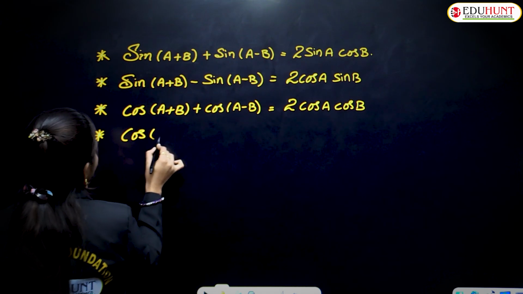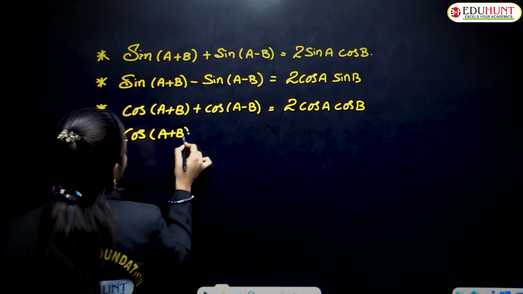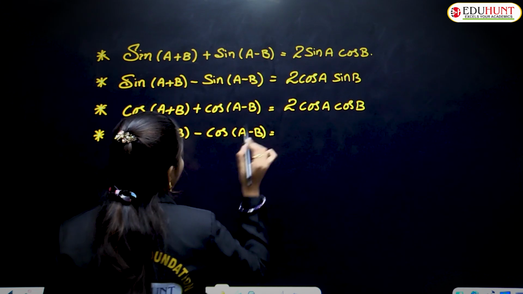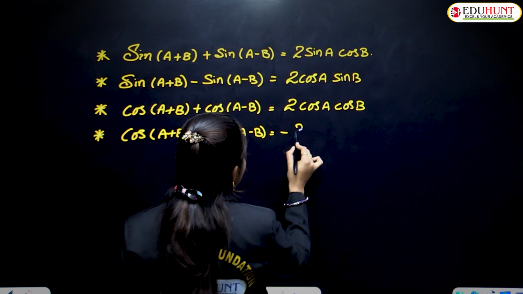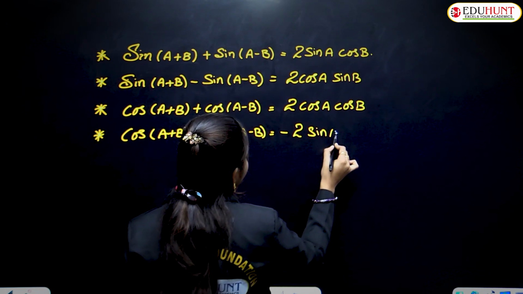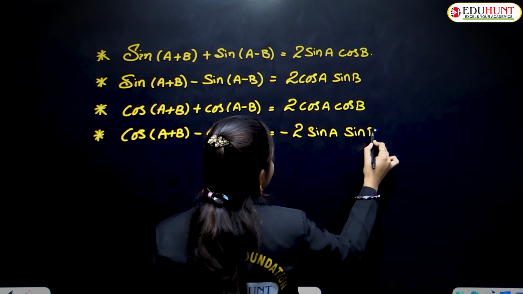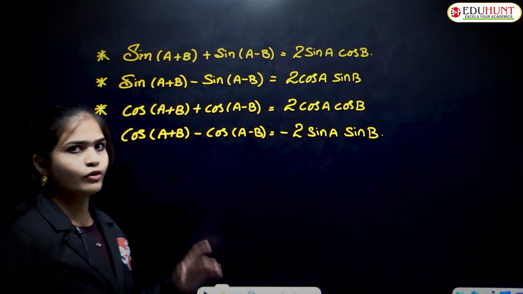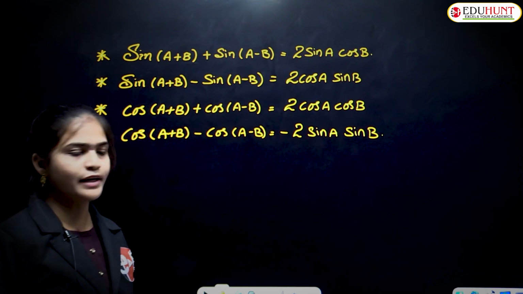So cos of a plus b minus cos of a minus b, which is equal to minus 2 sine a sine b. What is the next formula here? Minus 2 sine a sine b. We know that proof also, no? So once again I will explain that proof to you.